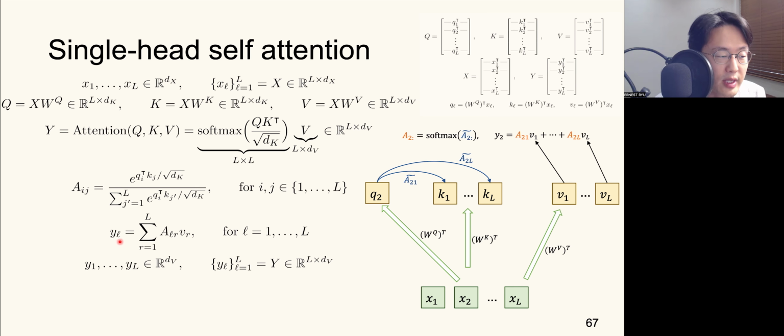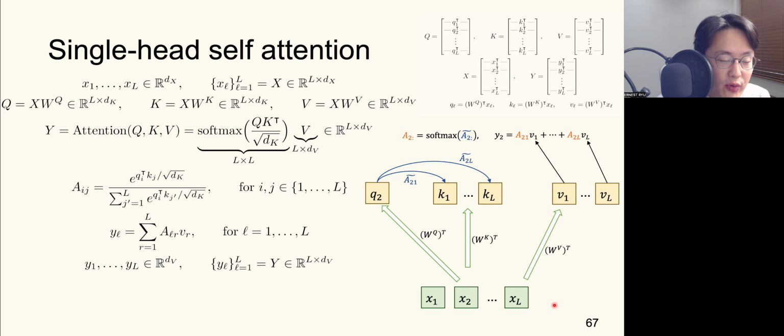For the output, the output YL is formed as a linear combination, a weighted average of all of the V vectors. So we have V1, V2 up to VL. There are L possible V vectors, and the output is formed as a weighted average of all the V vectors. It's a weighted average with the weighing coefficients determined by the coefficients of this A matrix. Namely, for the Lth output, we fix the row index to be L, and then we sum over the column index R in this A matrix.